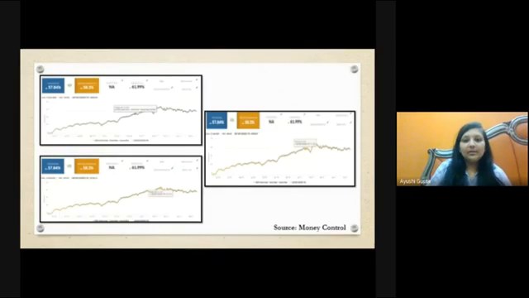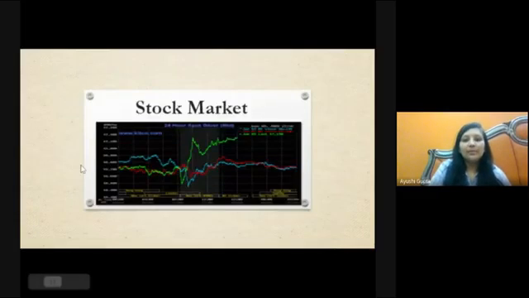So these are the annexures for the mutual funds which I have taken, and the source for these screenshots and data is Money Control. So now coming to the stock market. So what is the stock market?